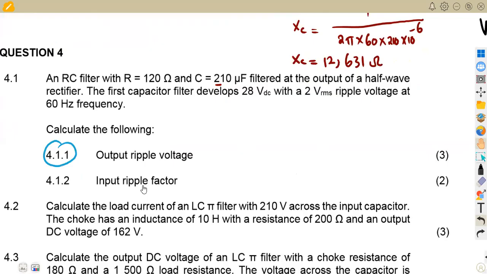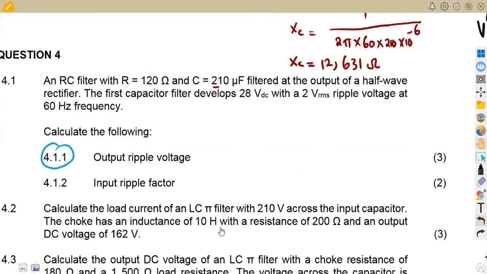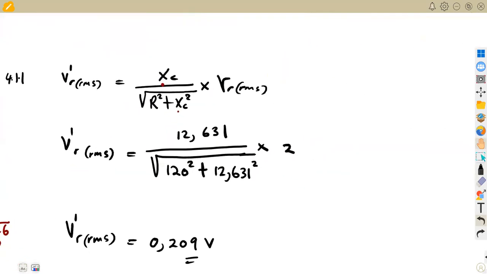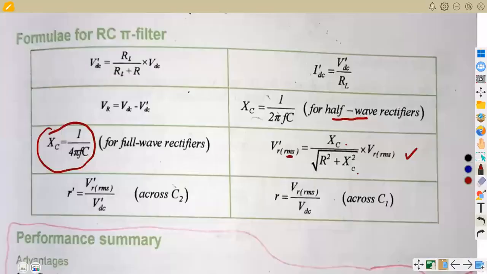All right, so we are considering the input ripple factor, which is R in this case. Where do we obtain R? I want us to get back to those formulas again so that we can see where this is being taken. So our ripple factor is going to be taken from which formula exactly? I do not want to waste much time. Let's check here.